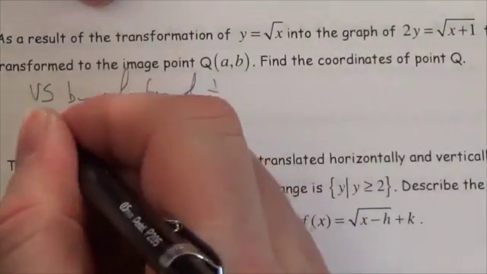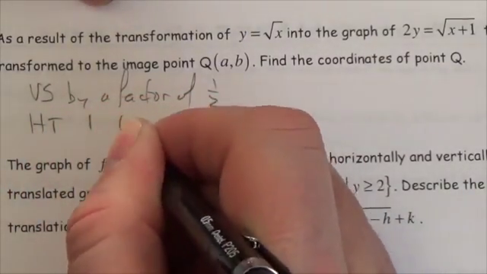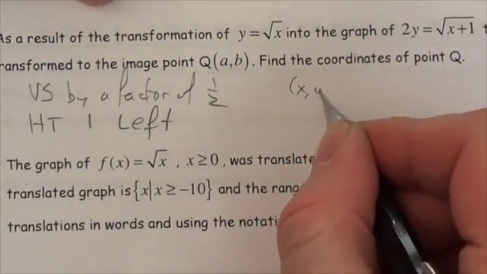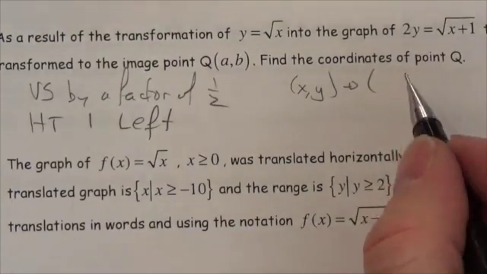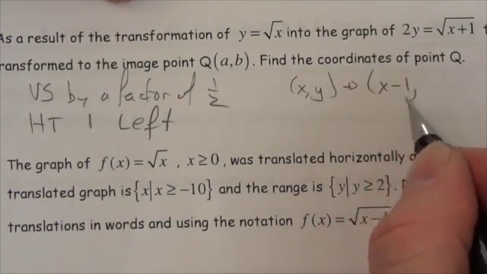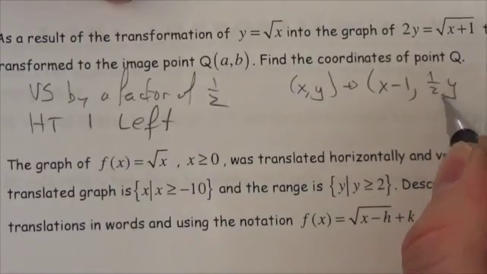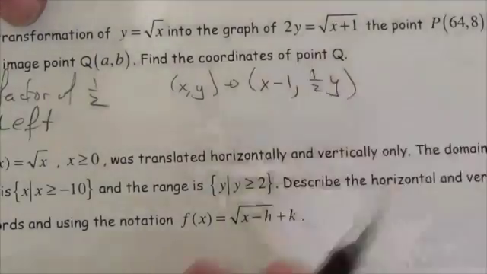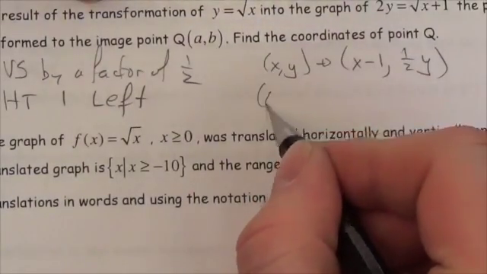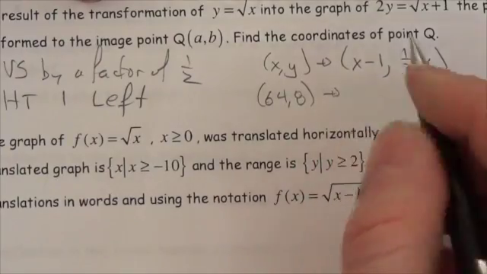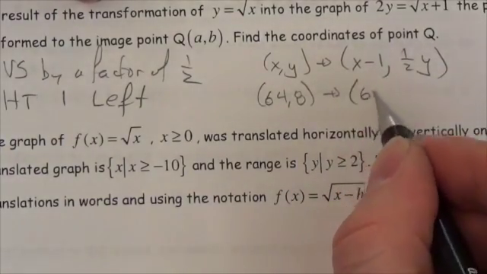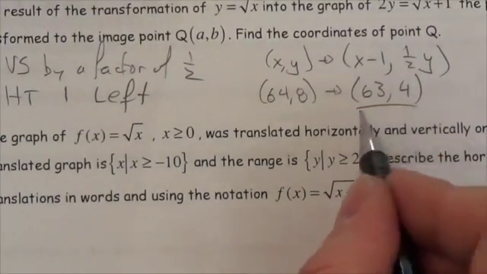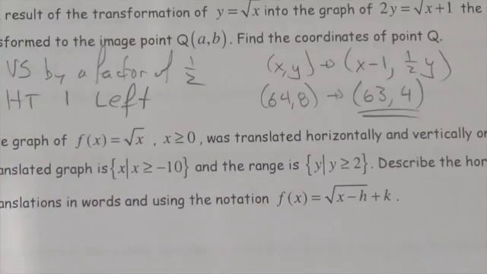That x plus 1 means a horizontal translation 1 to the left, because to get x by itself I'd have to subtract 1. So this means my image point (x, y) is going to become the point (x minus 1, 1/2 y), 1 to the left. So now, with that in mind, the point that I'm given here is this point (64, 8). So (64, 8) is going to become the point, well, x minus 1, so 63, and then half of 8 is going to be 4. So the new point Q is going to be this point (63, 4).